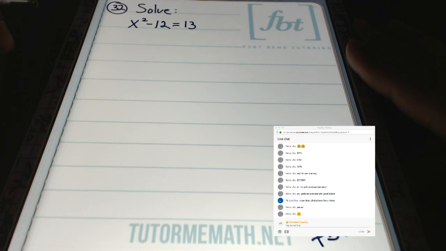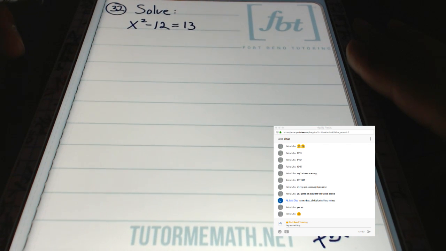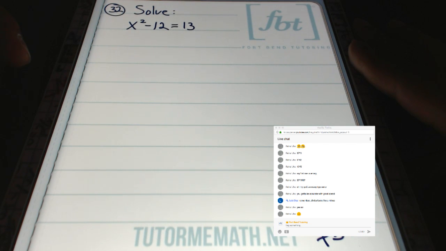We have problem number 32 with a quadratic problem in 8th grade, guys. You guys are dealing with quadratic problems sometimes? Oh, man, that is crazy. Well, let's see what we can do in this problem here, okay?